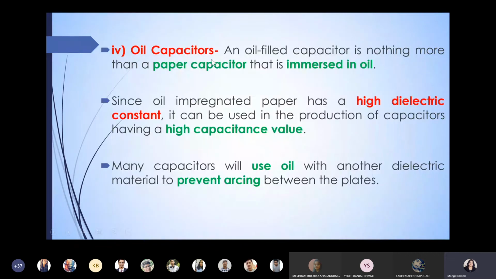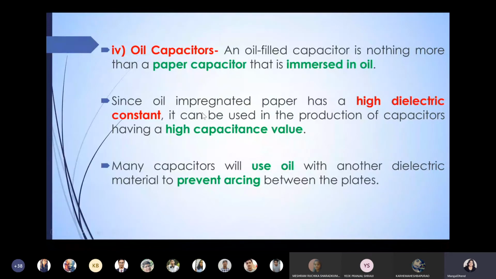So the next type is the oil capacitor. When it is an oil capacitor, you will see oil is filled up. I told you for high voltage oil is required, because it will give cooling also, and its dielectric strength is also very good. So an oil filled capacitor is nothing more than a paper capacitor that is immersed in oil. So in oil also paper is used, and as it is immersed in the oil, it is similar to impregnation, and the paper's dielectric strength will increase.